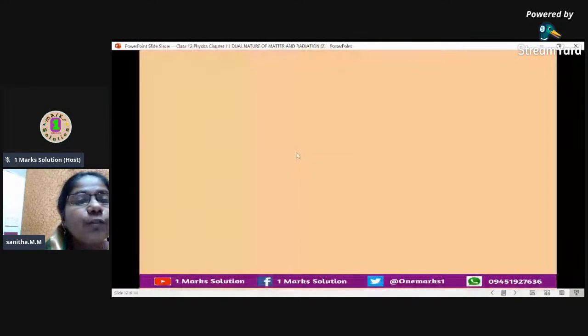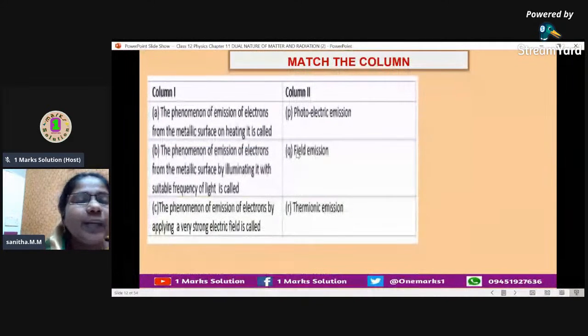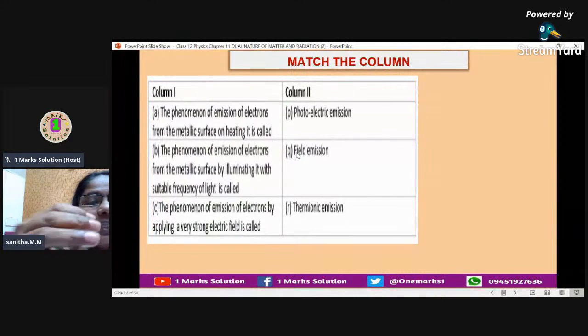Next, we can go for the second question, that is match the following. Here you can see two columns, right? In the first column, we have the emission processes. If light is given at threshold energy, we call it photoelectric emission. If an electric field is given, we call it field emission. If heat, that means thermal energy, is given, we call it thermionic emission. Now we can just match it. It's very simple.